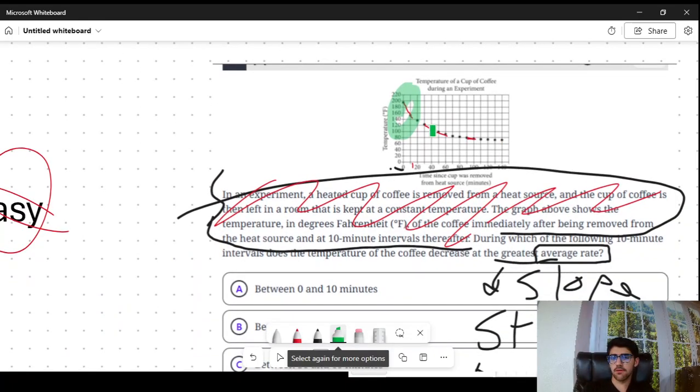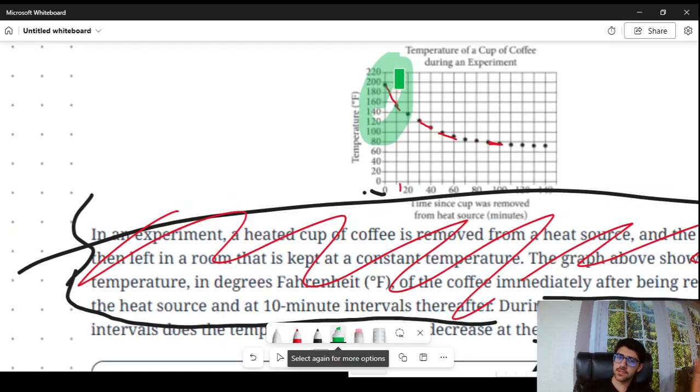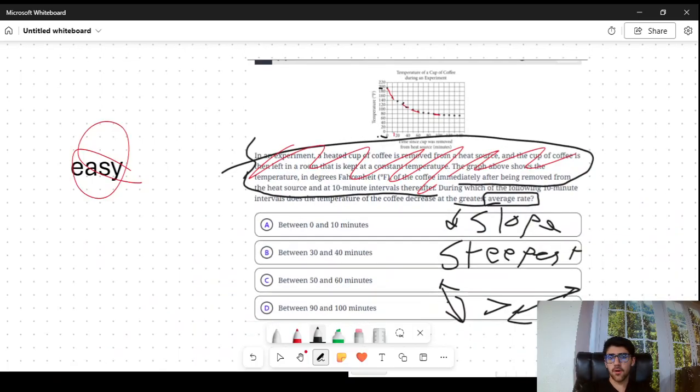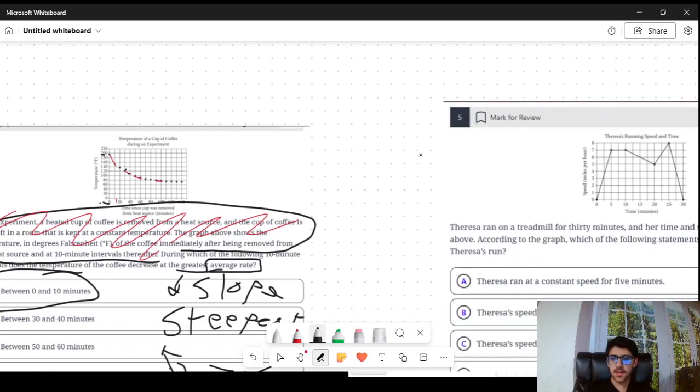And also you could just look at it. If you didn't want to use the slope and all that, you could basically just say, okay, between 0 and 10, it went from about 200 to about 150. So that's 50 degrees it went down. Between this one and this one, it went from 120 to like 105. That's 15, and so on. You can do that one by one, or you can just recognize that the steeper the slope, the greater that it decreases, and then you would say between 0 and 10. That is it for the first question.